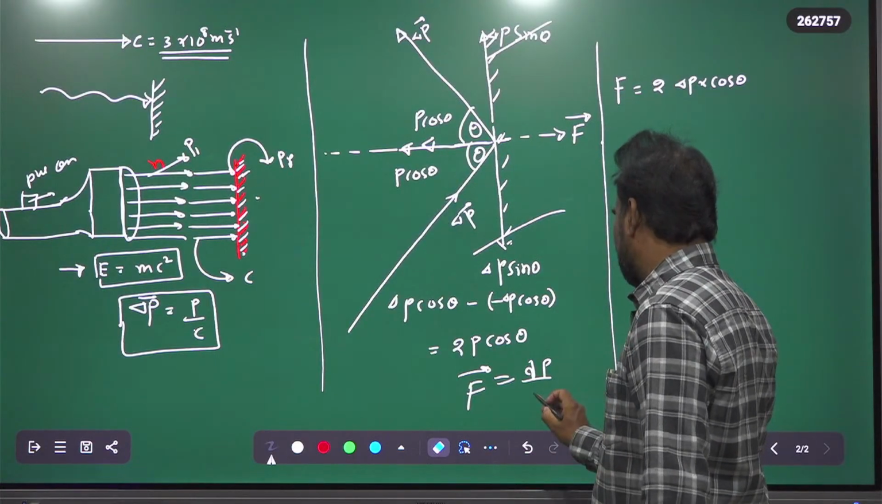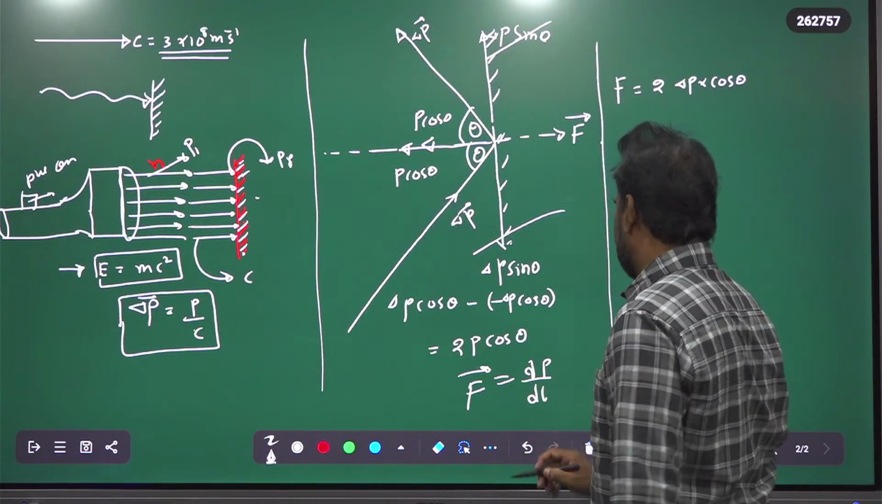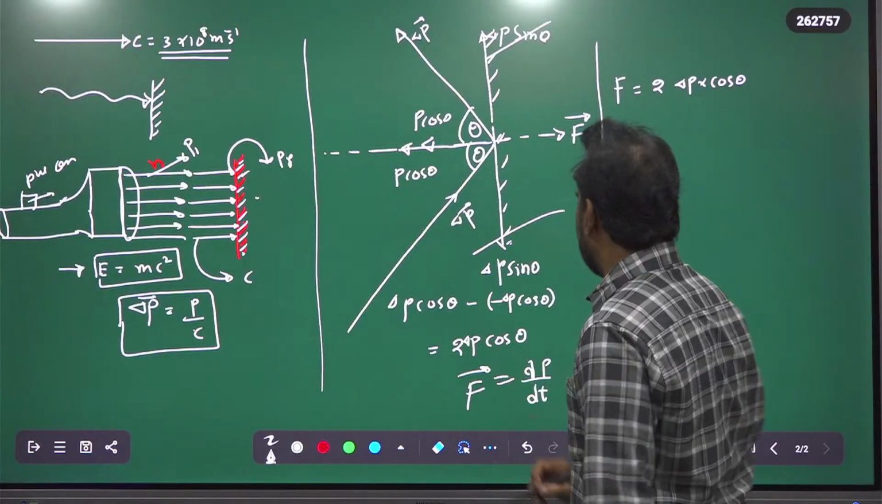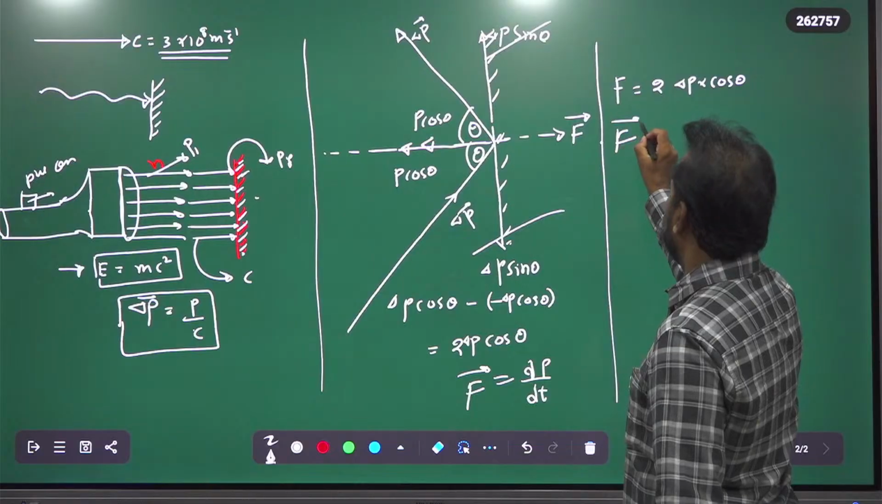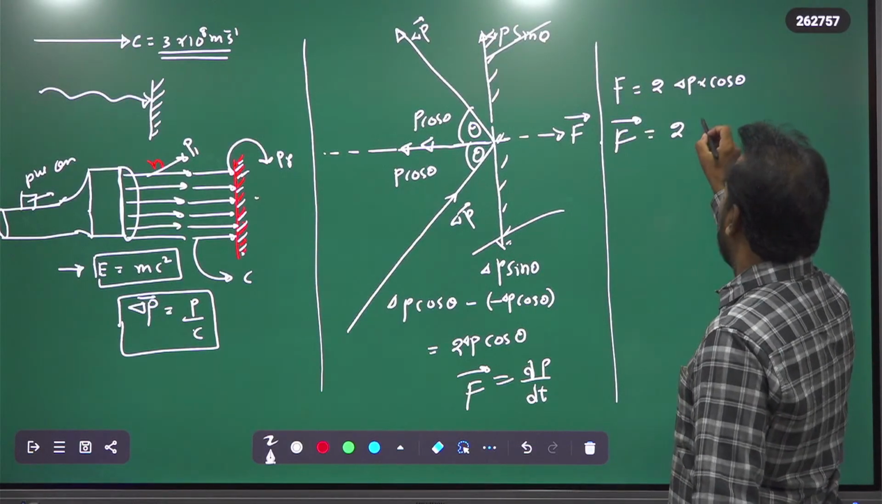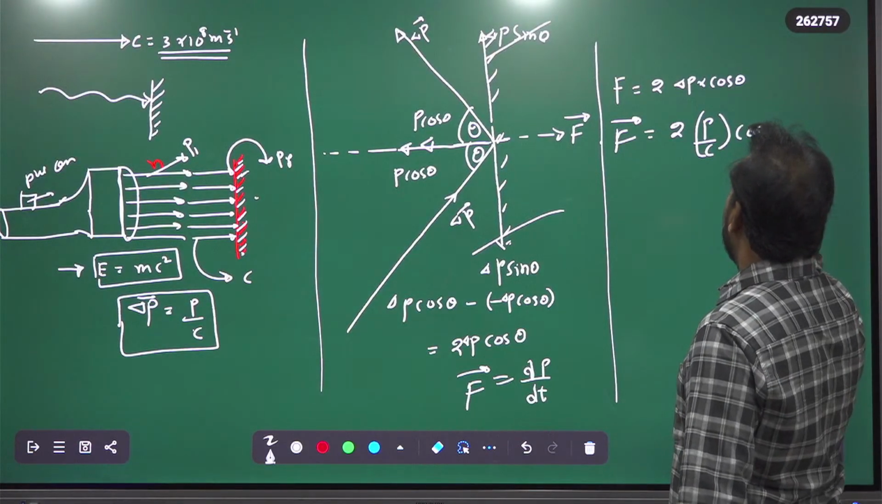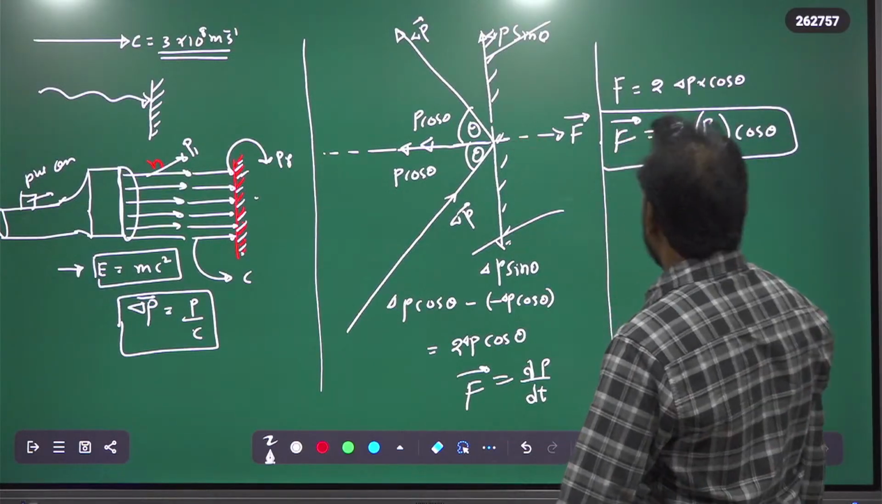The dp value is taken as 1 second here, and the dt value is taken as 1 second. Therefore, this should be equal to delta p into cos theta, that is 2 delta p cos theta. Therefore, the force experienced by the photons on the walls is given by 2 into p upon c into cos theta.